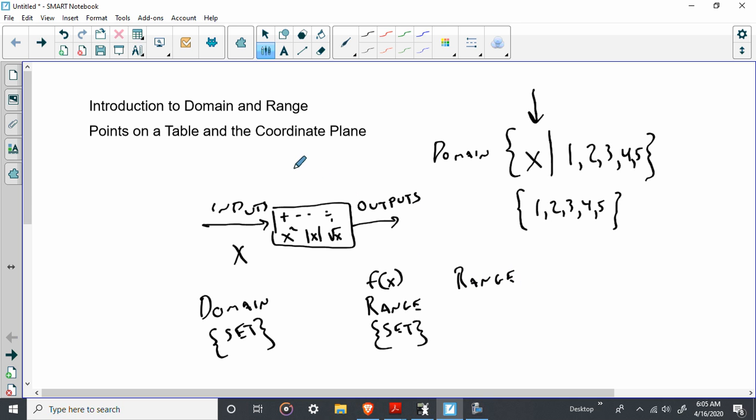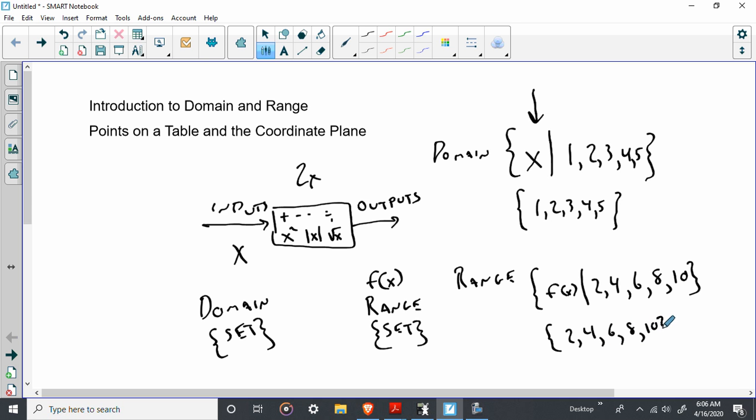Our rule was you just multiply by 2. And every input X you put in, you're going to multiply by 2. Then your range will be the set of f of X, the outputs for Y. And we just multiply all those numbers by 2: 1 times 2, 2 times 2, 3 times 2, 4 times 2, 5 times 2. So your range would be something like that. And again, if you wanted to get a little more simple, it's just 2, 4, 6, 8, 10. So all we're talking about is what are you putting in and what's coming out.